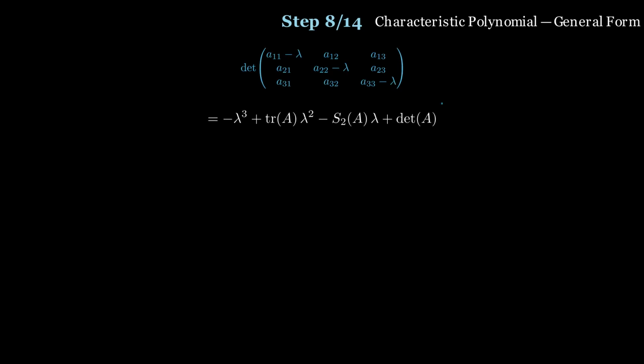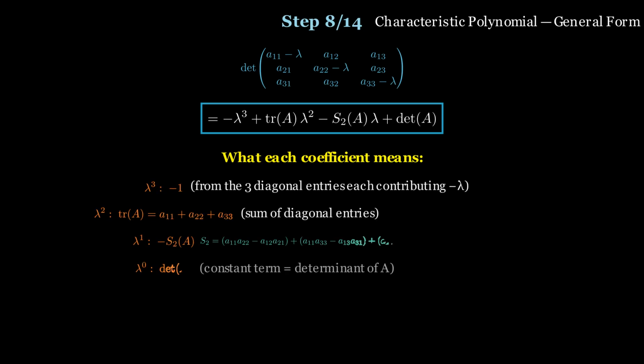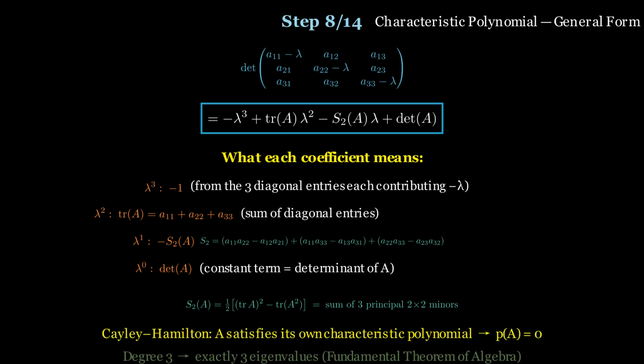Collecting all terms from the cofactor expansion. The characteristic polynomial has 4 coefficients. The cubic term has coefficient -1, because each diagonal entry contributes minus lambda and their product is minus lambda cubed.